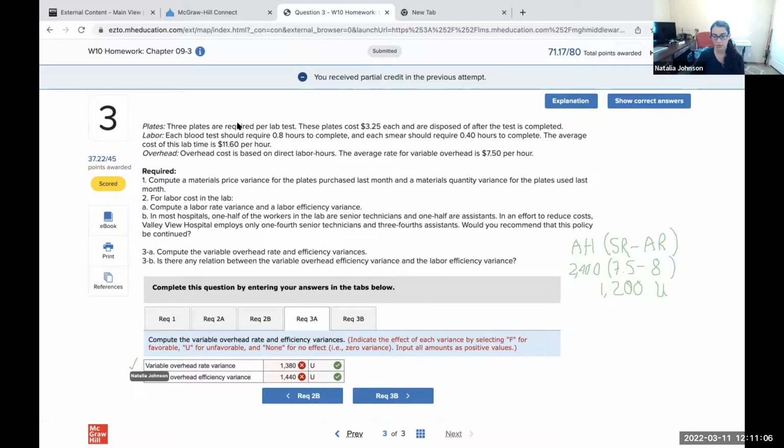Now the efficiency variance. Standard rate times standard hours minus actual hours. Standard rate, we know that is 750. And then standard hours. It's 0.8 hours to complete a blood test and 0.40 hours to complete a smear.